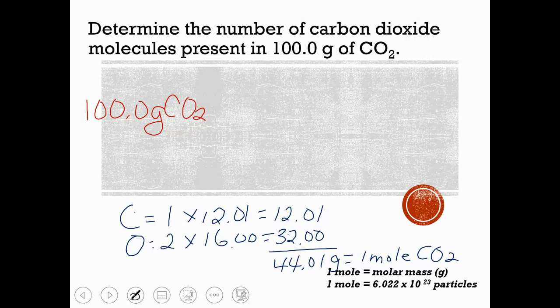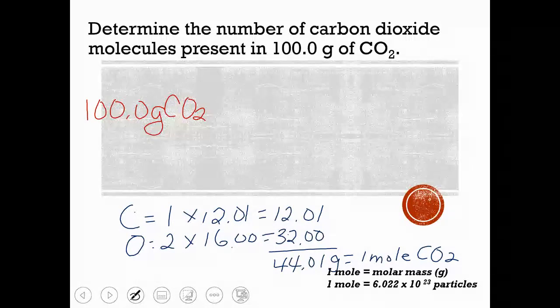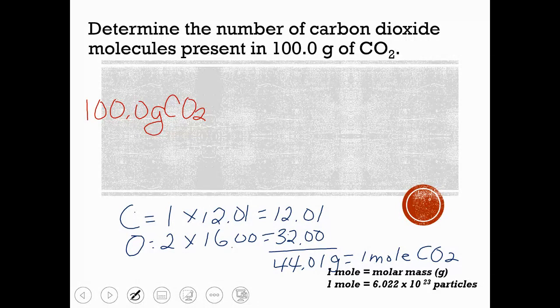You have to read the numbers on the periodic table, multiply them by the subscripts, and get a grand total to get the molar mass of a compound. But once we know that, we can do an easy conversion.